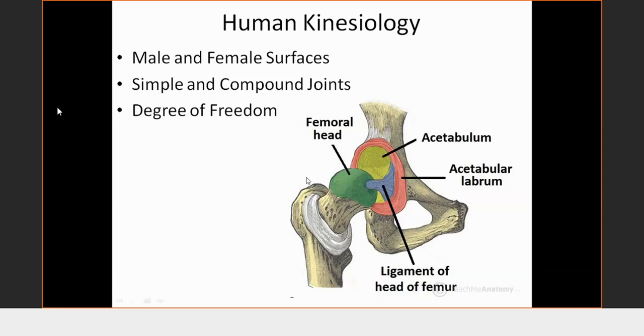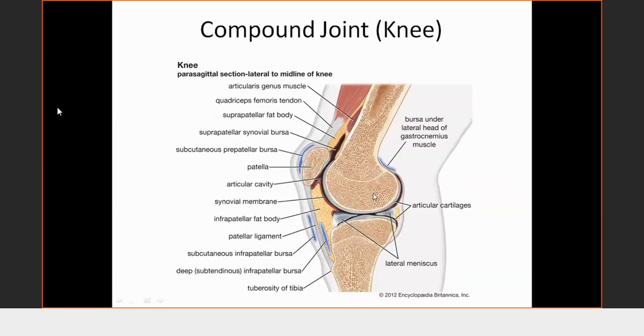Now, the hip joint. This is the head of the femur, and this is the acetabulum, the concave part, the concavity. This is the female part, and this is the male part. So here only two bones are articulated. This is known as the simple joint. And then there are joints with three bones, or more than two bones.